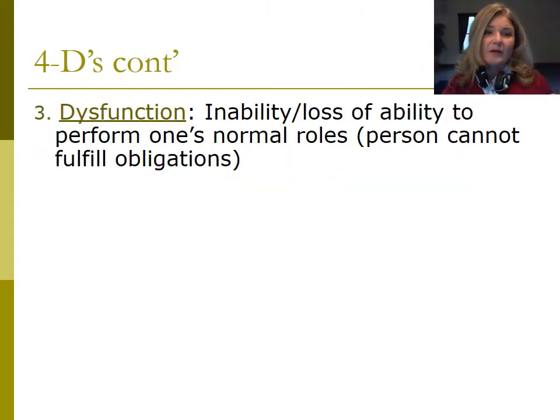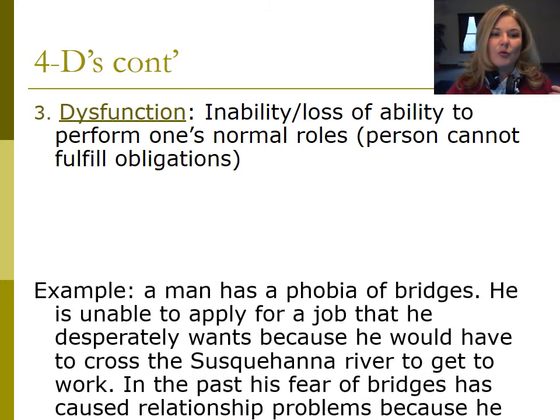Okay, the third one is dysfunctional. And dysfunctional has to do with if that behavior causes impairment or an inability to perform one's normal roles. So remember in the first example, the woman, she was able to do all of her roles. So she was able to take the kids to school, and she was able to go to work, and she was able to do everything. So it wasn't impairing her roles. Well, with dysfunction, it's getting in the way of doing your roles. So there's something that's going on that you can't do your normal roles in life.